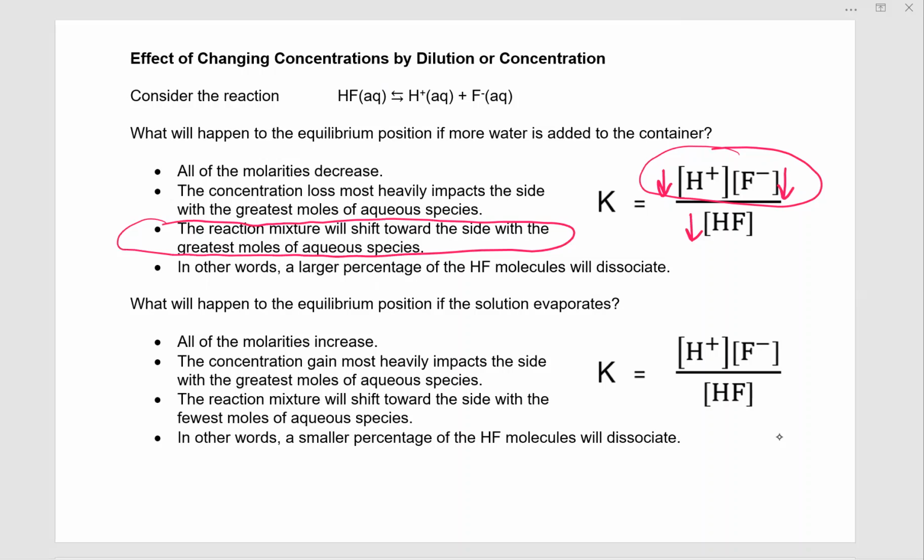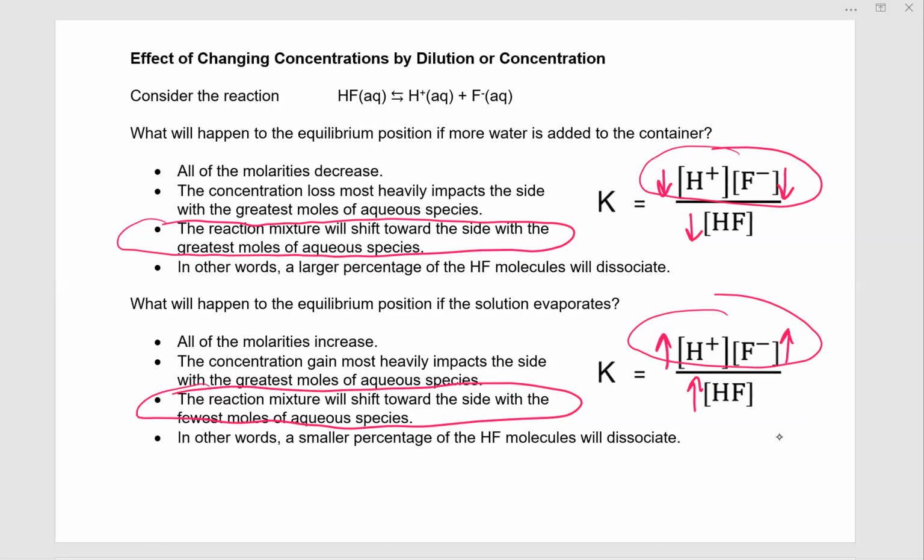All the molarities will increase. Notice in this case that we have two things increasing on the top and only one thing in the denominator. So the concentration gain most heavily impacts the side with the greatest moles of aqueous species. The reaction will shift towards the side with the fewest moles of aqueous species. So it's just the opposite. In other words, a smaller percentage of the HF molecules will dissociate.